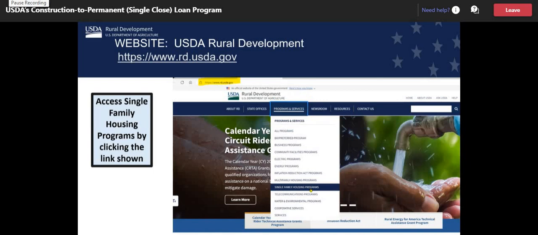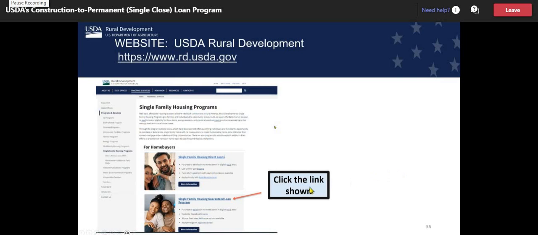If you go there and you hover over programs and services, and you come all the way down to single family housing programs, you can see how many programs we have or divisions we have. So if you click there, you'll come up to where you can choose either our direct loans or our guaranteed loans. We've been talking all day about our guaranteed loans, y'all.